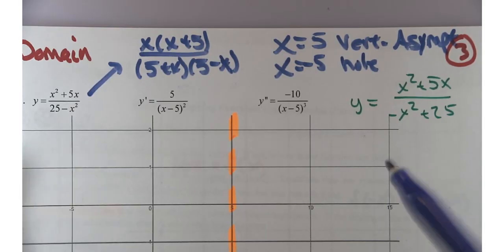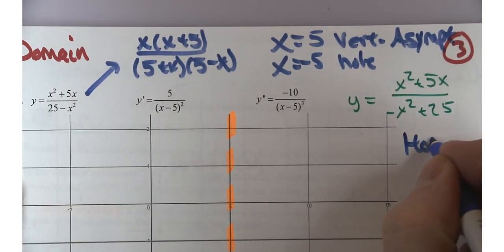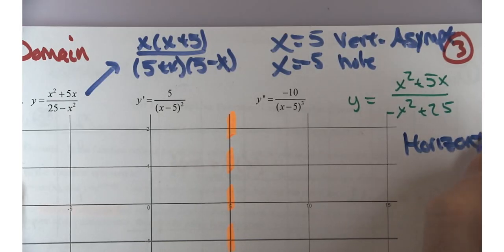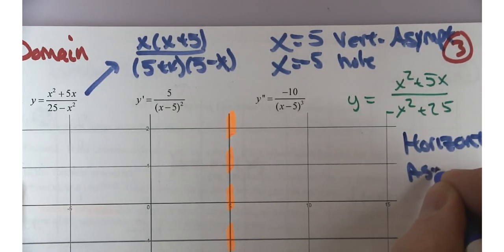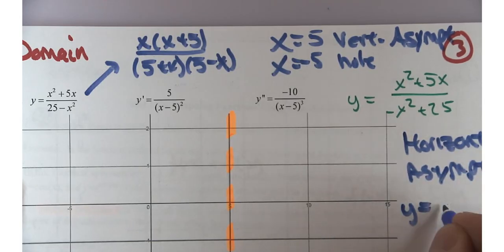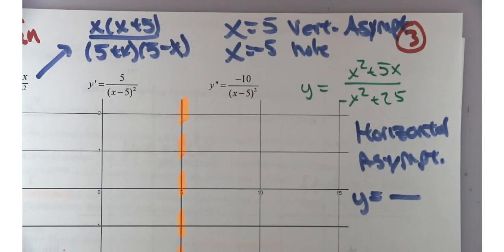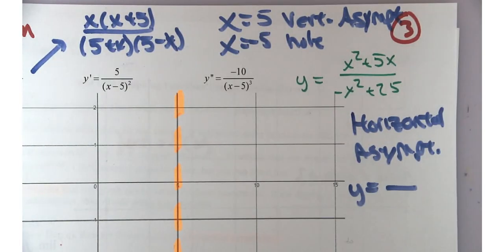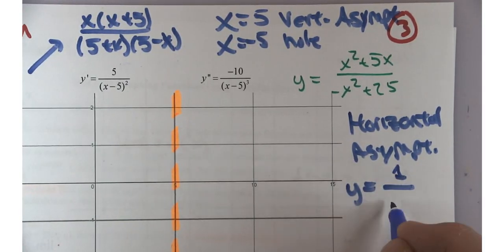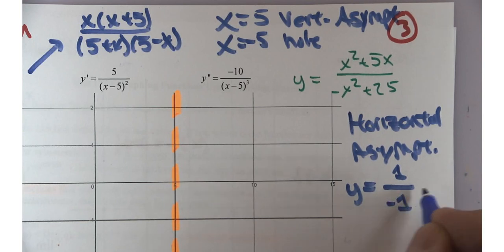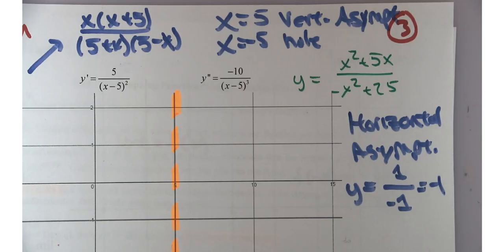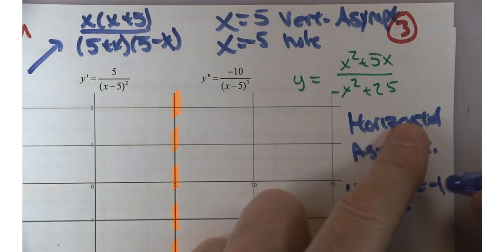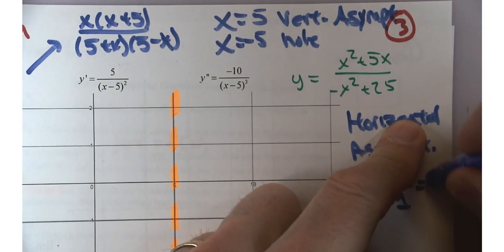So our horizontal asymptote is really going to be y equals a ratio. What's the leading coefficient in the numerator? 1. And in the denominator? -1. So y equals -1, that's going to be the equation of your horizontal asymptote.